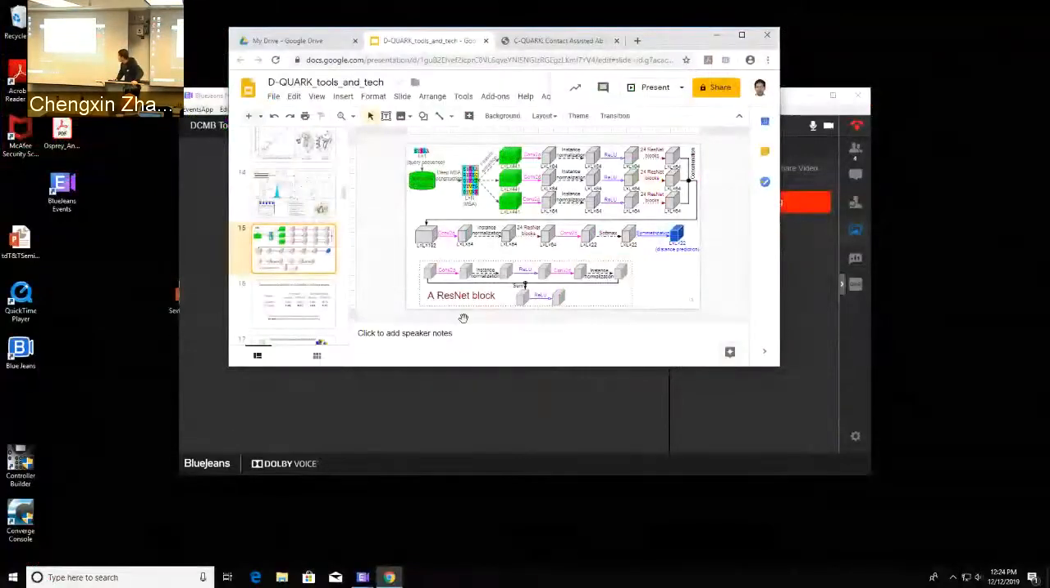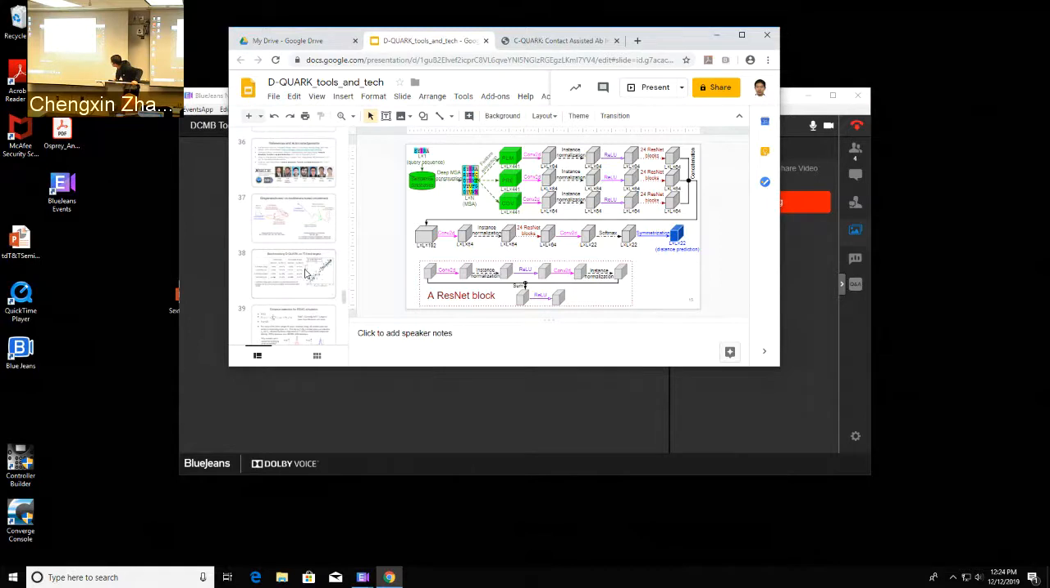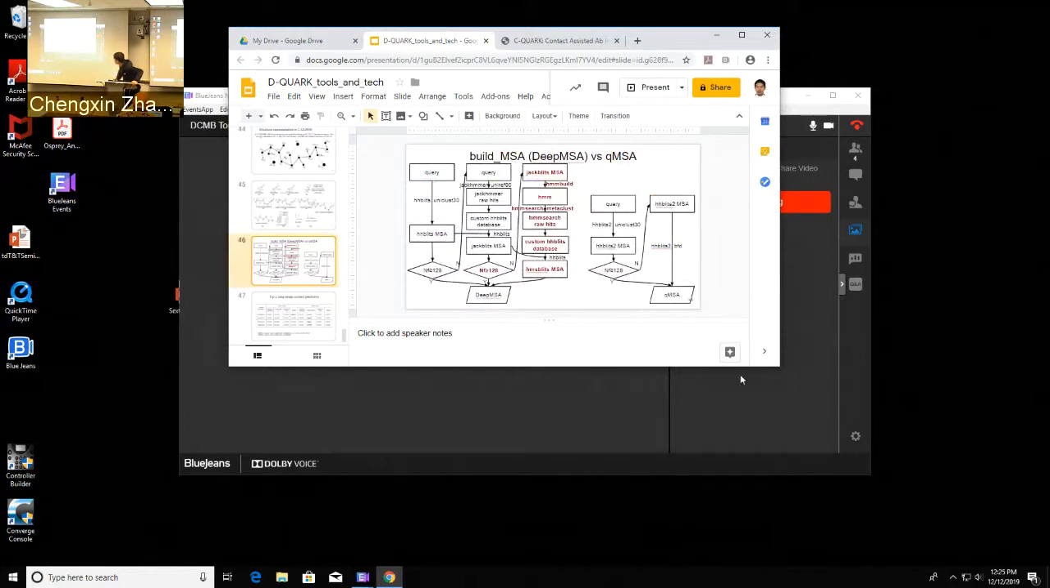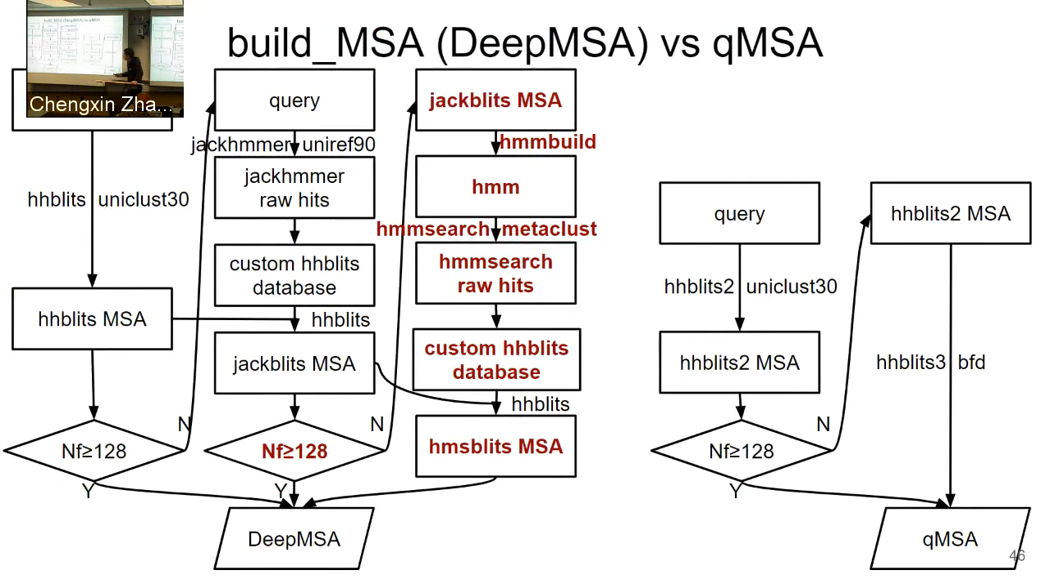So I used around 2 to 3 months to tune the pipeline, and so the pipeline is like this. Starting from a query sequence, I use HHblits, which is a hidden Markov model-based method, to search the UniClust protein sequence database to get a multiple sequence alignment.